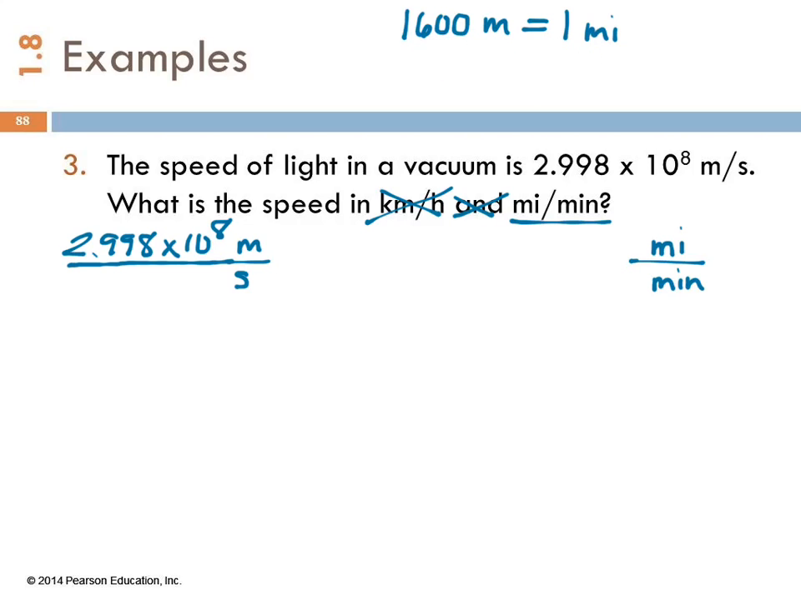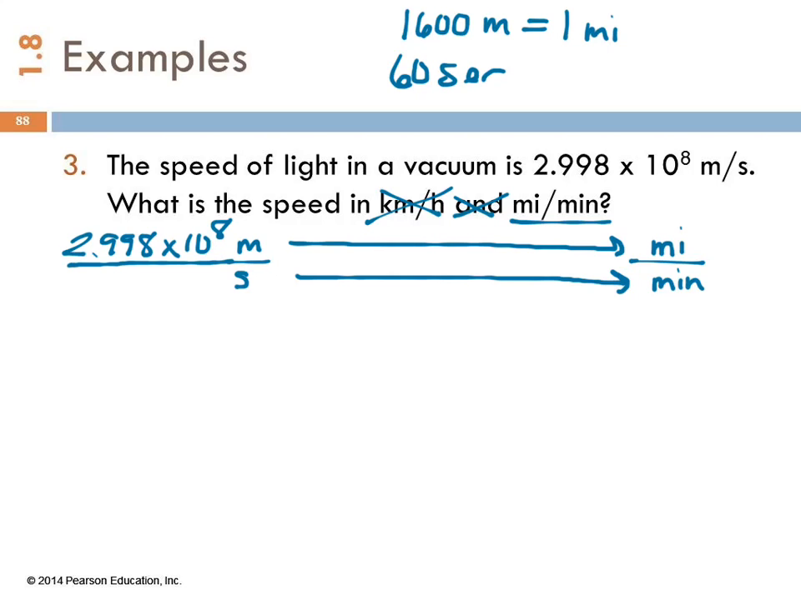So we can go from meters directly to miles. How about seconds to minutes? We could do that directly too. So look, I left all that space for nothing. What's the relationship between minutes and seconds? 60 seconds equals 1 minute. Not 1 mile. But I have 2 arrows here, don't I? I have meters to miles, and I have seconds to minutes. So I do need 2 fractions.